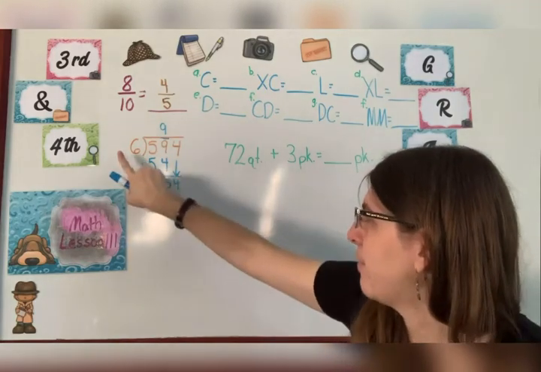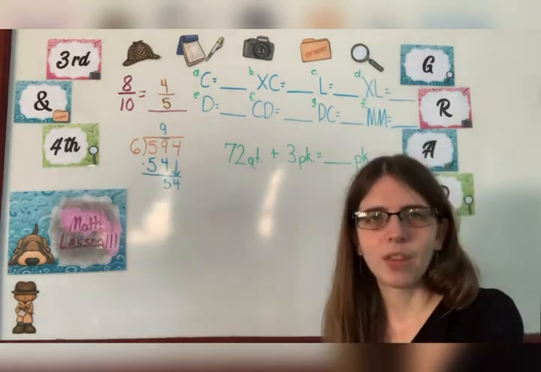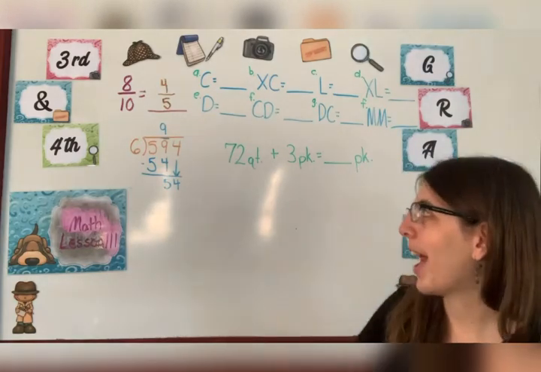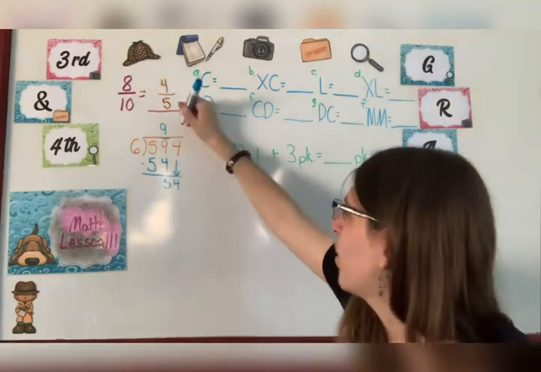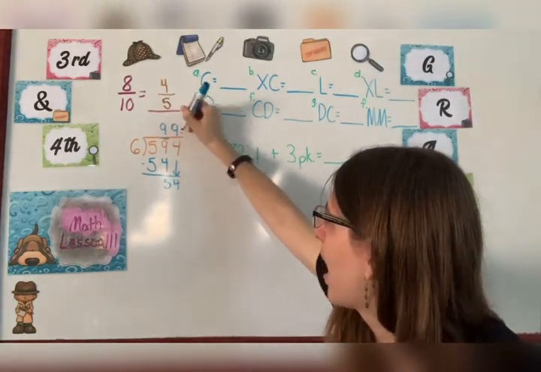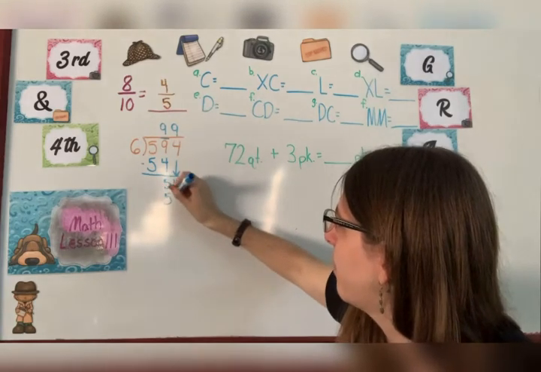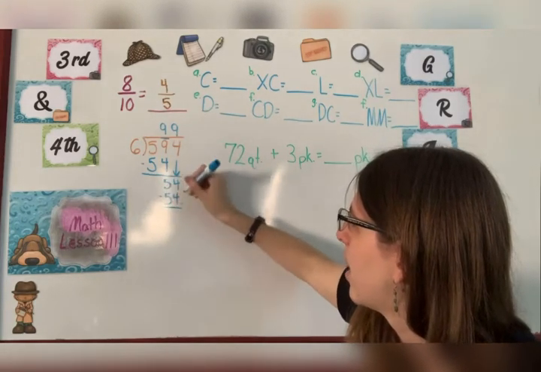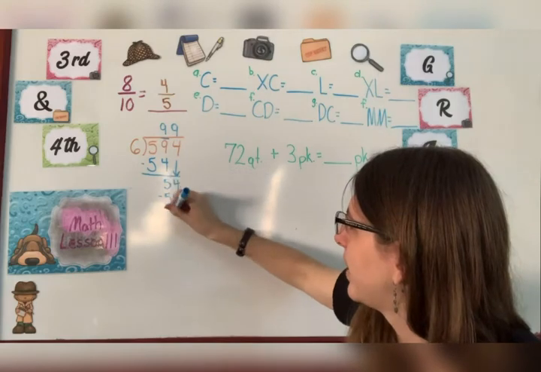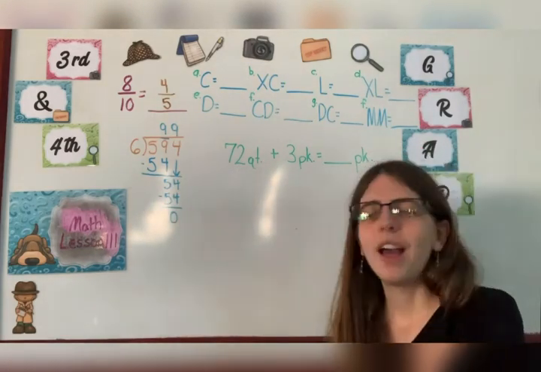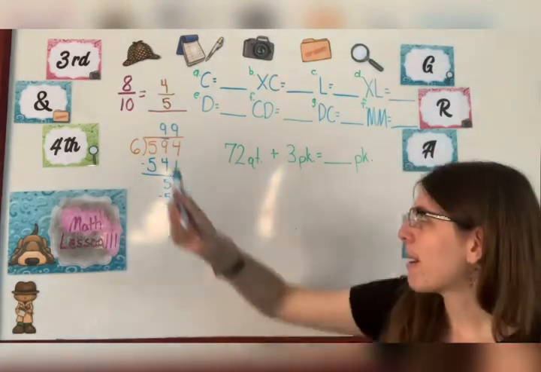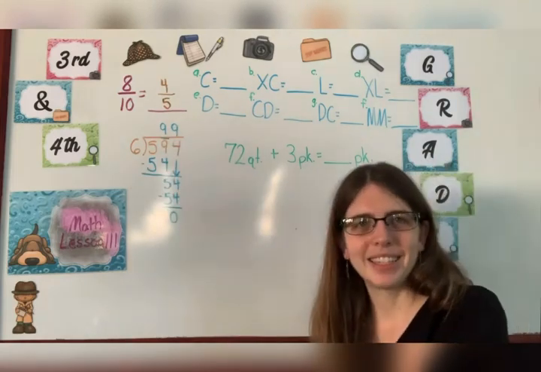Now I have 54 divided by 6. Oh, that's easy. I already know that 9 times 6 is 54, so it has to be 9. 9 times 6 is 54. 4 minus 4 is 0. 5 minus 5 is 0. So I just have 0, and I'm good to go. Check by multiplying 99 by 6.